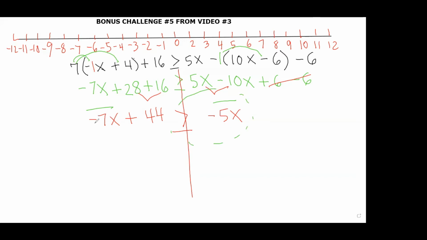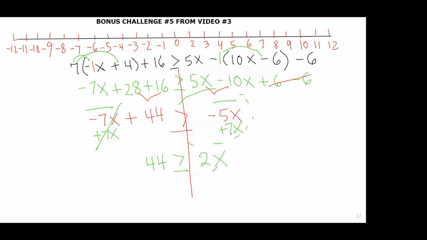And this like term, we're going to change to the opposite of what it is. Right now, it's a -7x. So we're going to make that +7x. Then we're going to put +7x on this side. Cross this out. We're going to bring everything else down. We have 44 is greater or equal to 2x. Now we have to obviously divide.